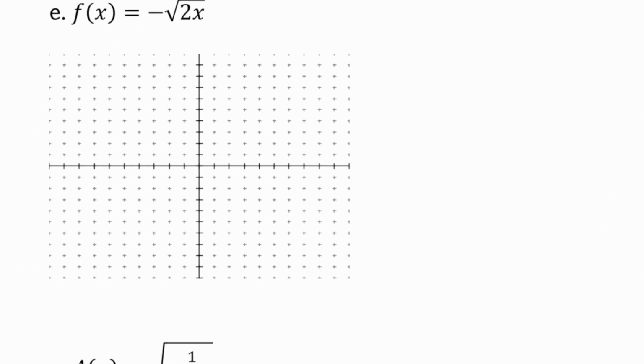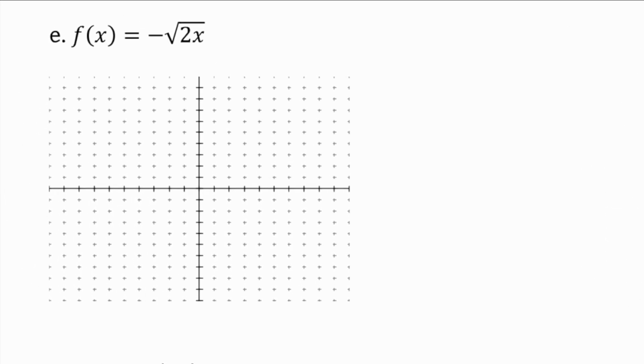Right, we got a few more of these. The negative square root of 2x, and that's going to be different from the square root of negative 2x. Okay, the way that looks. So I'm going to say the vertex of this thing is going to be where 2x equals 0, that's x equals 0, and if I plug in x equals 0, I'm going to get y equals 0, so it's going to work like that.